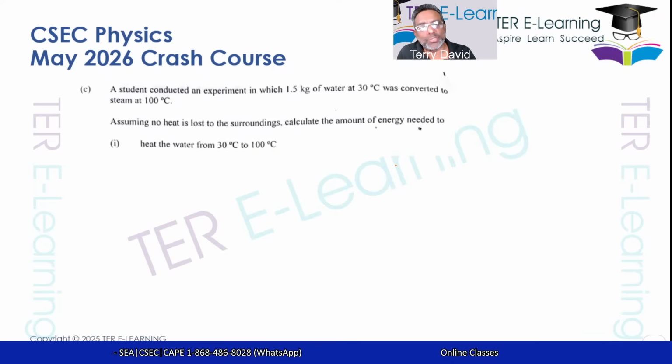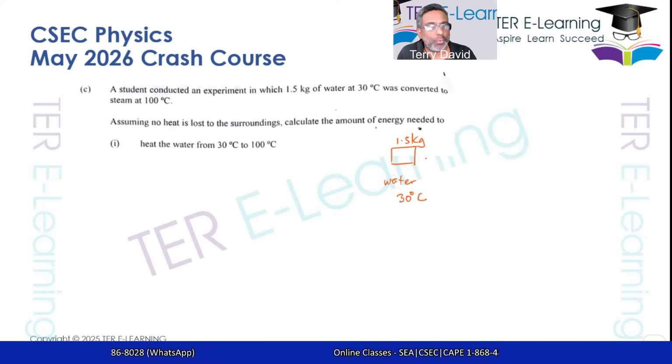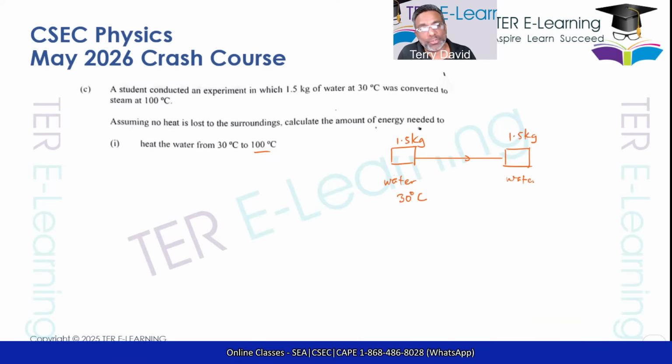what I normally tell my students to do is to draw a simple diagram so we can visualize what's happening here. So we have water, and we have 1.5 kg. The temperature of the water here is 30 degrees Celsius. What I want to do is take that same water and figure out how much energy is required to bring it to 100 degrees. So again, we still have the 1.5 kg of water. The mass hasn't changed. We're still in the liquid phase. But the only thing that happened is that our temperature is now 100 degrees Celsius.